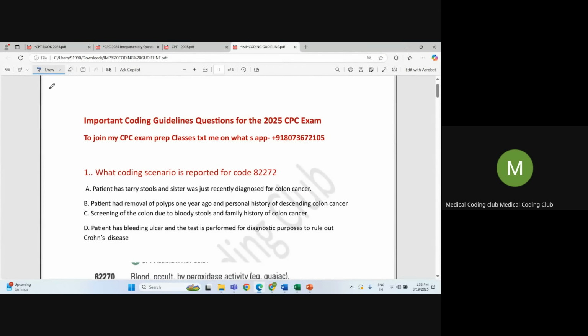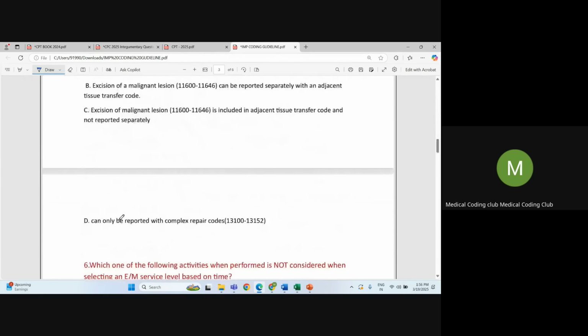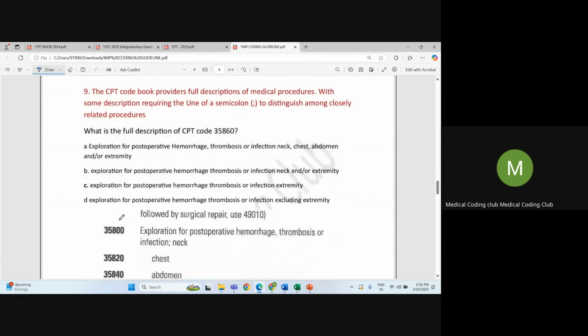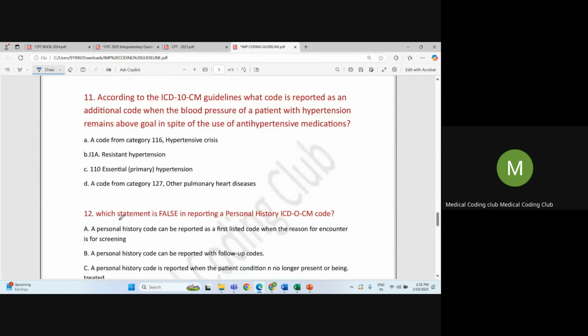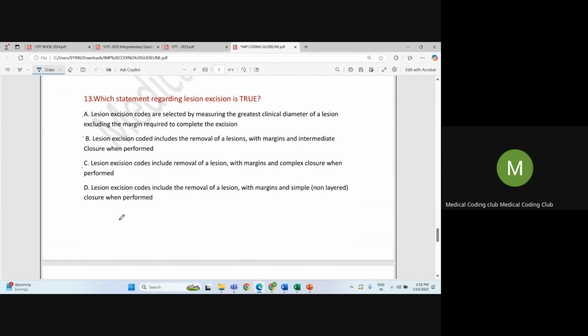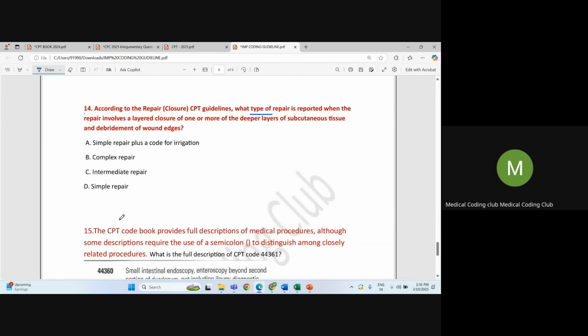This is Chandrika. So yesterday we got to discuss very important coding guidelines. I think I have discussed around 11 to 12 questions. Remaining some 3 to 4 questions I missed to discuss. So today I will cover those, and after that we will move to surgery portion.